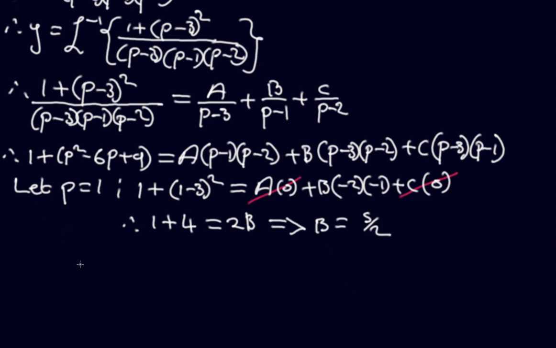Then next we can set p is equal to 2. When p is equal to 2, what do we get? When p is equal to 2, it means this b term will suffer, a term will suffer also, they will be 0, these two terms. We can get c. Then let us go ahead and try to get the c value.